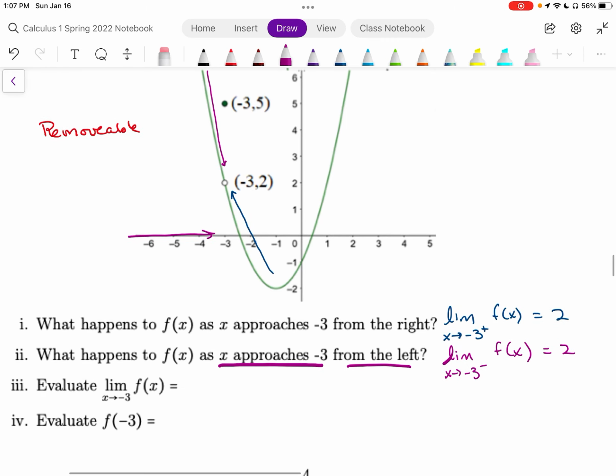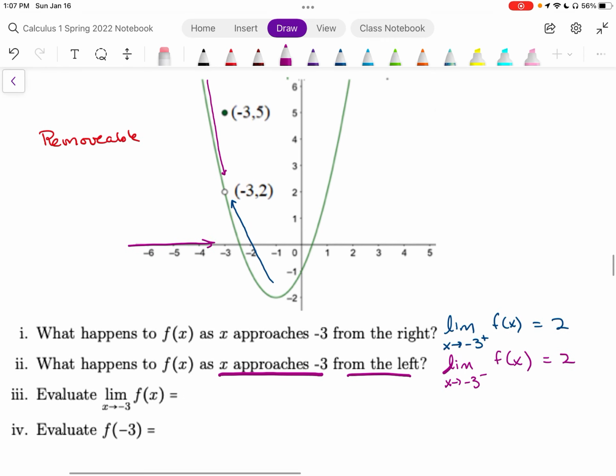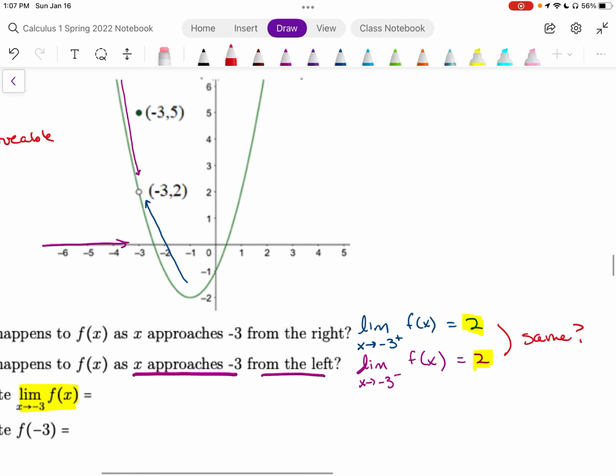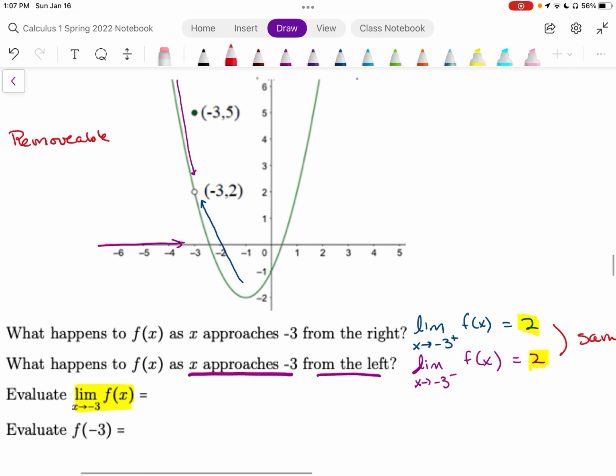All right, so we're going to evaluate the limit. So when we do this, we have to look at both. Are they the same? Okay, so let's make a note of that. Same? Then the limit exists. Okay, so then the limit exists. And the limit is what those two equal. As long as they're the same, that is the limit.